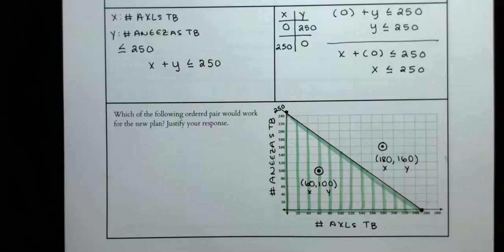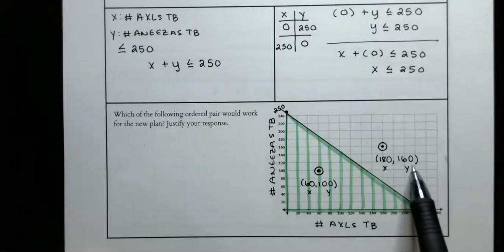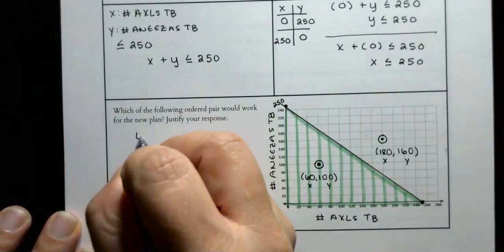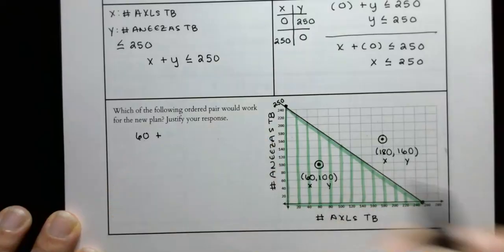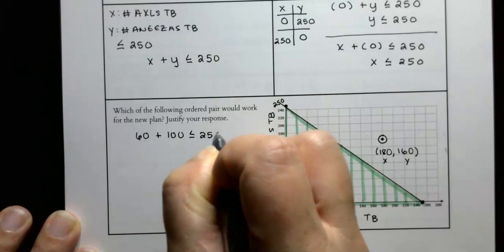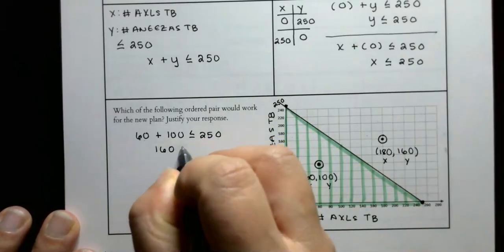and why the other point is not a solution. I have already labeled my point 60, 100 as x and y, and the other point is 180 and 160, also labeled x and y. We just need to drop them into that standard form equation. So let's do that real quick. The first thing I'm going to do is say 60 plus 100 is less than or equal to 250. If I add 60 and 100, it gives me 160.